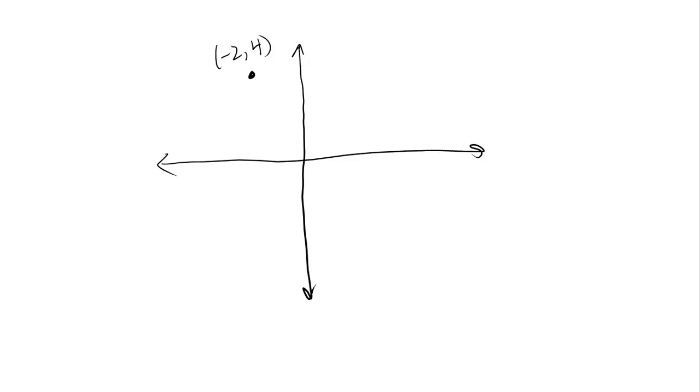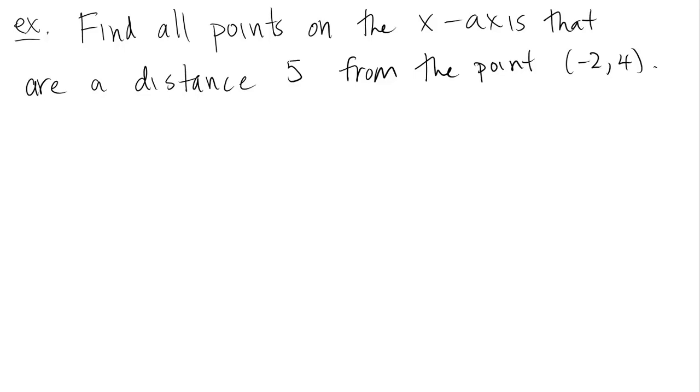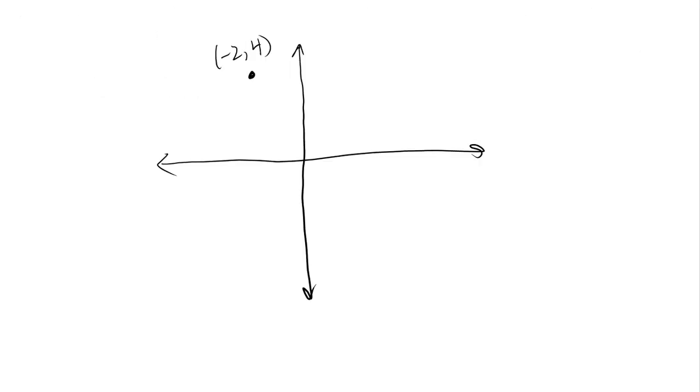We want to find the points on the x-axis, on the horizontal axis, that are 5 units away. Now first off, how do we know that there are any points on the x-axis that are exactly 5 units away? If we go 5 units below negative 2, 4, we wind up at the point negative 2, negative 1, right? We wind up below the x-axis is what's important there. The points that are exactly 5 units away from the given point all fall on a circle of radius 5 centered about that point. So if we start to draw that circle, we'll see that there are 2 intersection points.